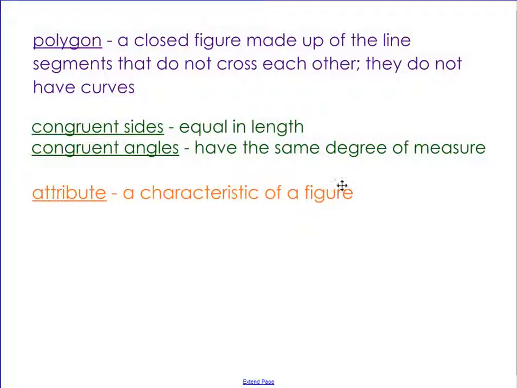A polygon is a closed figure made up of line segments that do not cross each other. They do not have curves. Congruent sides are equal in length. Congruent angles have the same degree of measure. Congruent means same size, same shape. An attribute is a characteristic of a figure.